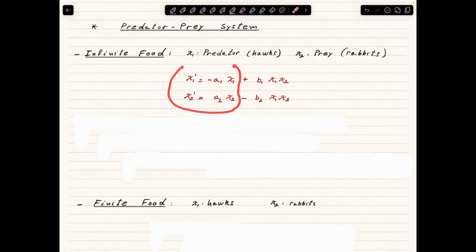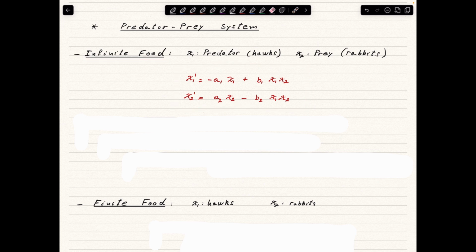So this is how we interpret the first terms in the two equations. And then what about the second term? The second term describes the interaction between the two species. For example, when a predator meets a prey, and this product is different from 0, then this is good news, a positive contribution to the growth rate of the predator. The predator has food. And it's bad news for the prey. All these coefficients b1 and b2 are positive. There is one rabbit less. So this is essentially the predator-prey system in the case that the prey has infinite food resources.